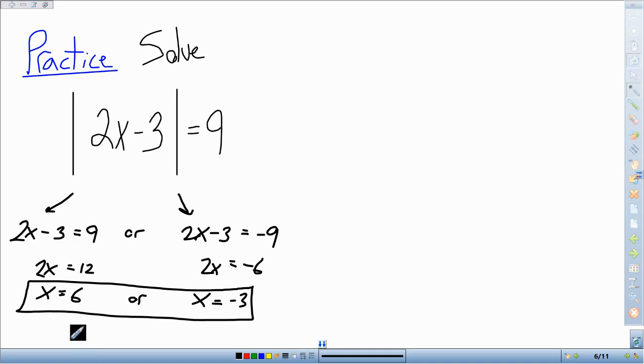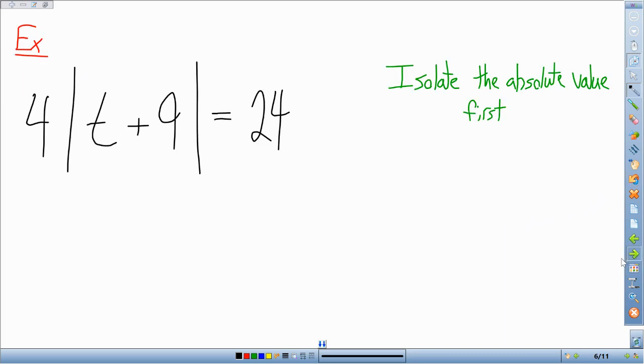Okay, and as you can imagine, if I were to plug a 6 in here, I would get a 12 minus 3, which would be a 9. Yeah, the absolute value of 9 is 9. If I were to plug a negative 3 in here, I'd get negative 6 minus 3 is a negative 9. And yeah, the absolute value of negative 9 is 9. Okay, so that's why these are actually answers. And you can always check them if you really wanted to. You don't need to, though.